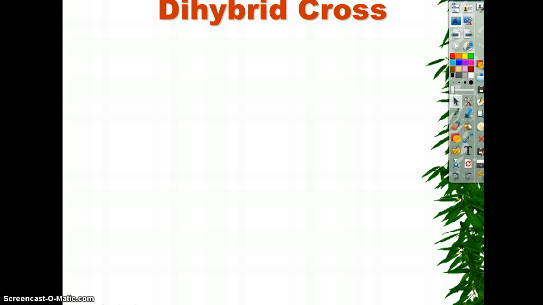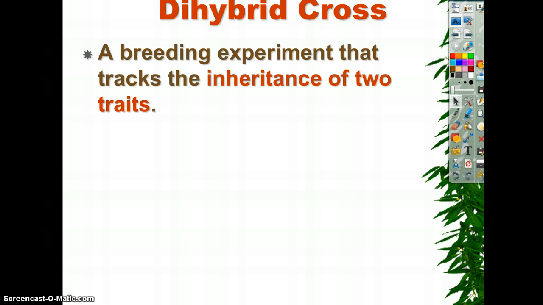After he did that, he decided he wanted to look at two traits to see if they would affect each other. Would the height of the plant affect the color of the plant? Would the color of the seed affect the color of the plant? That type of thing. So then he ran experiments looking at two traits at a time. And those he called dihybrid crosses, which is a breeding experiment that tracks the inheritance of two traits.